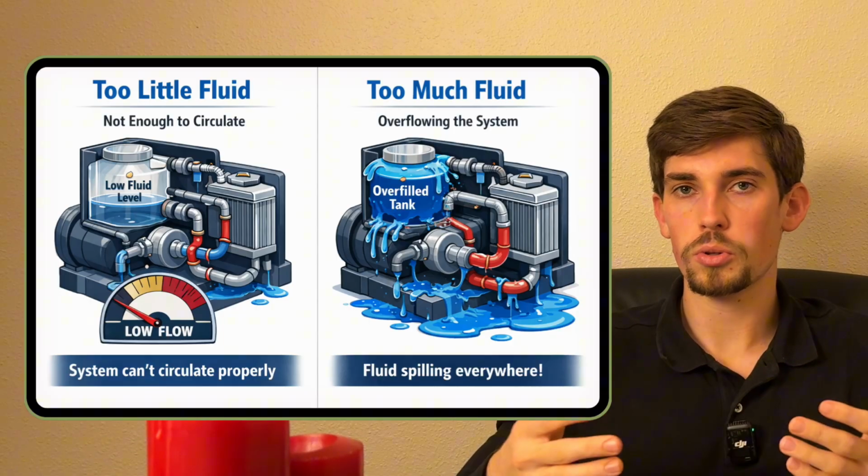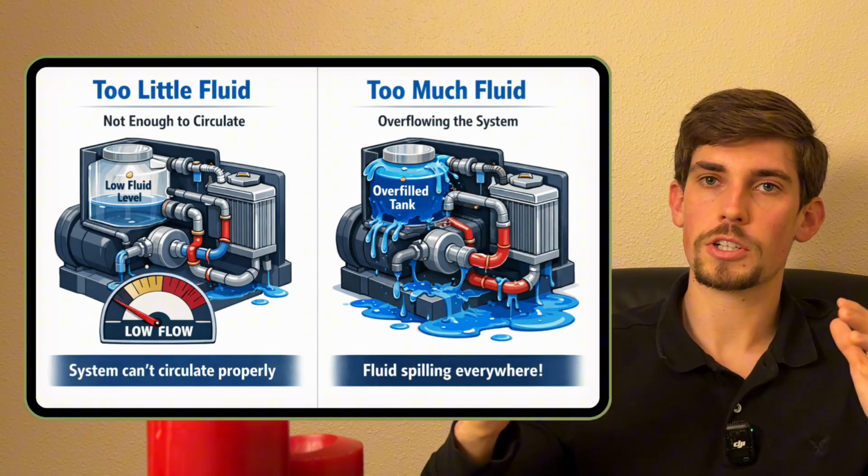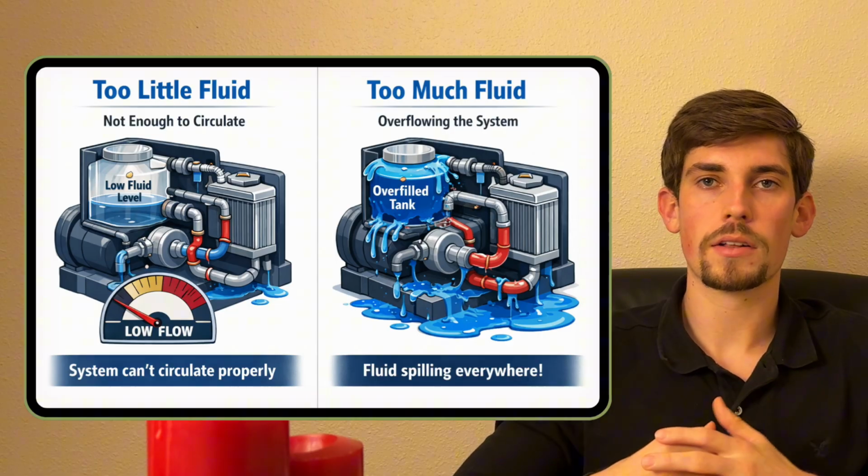First, we're going to talk about fluid itself. The body is constantly balancing what goes in and what goes out. You can think of fluid like volume in a system. Too little and there isn't enough to circulate properly. Too much and it starts spilling into places it shouldn't be. When that balance is disrupted, you usually see one of two problems.